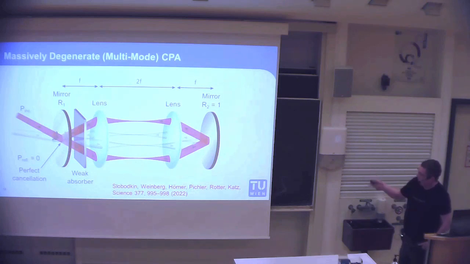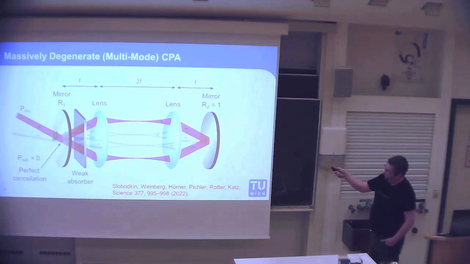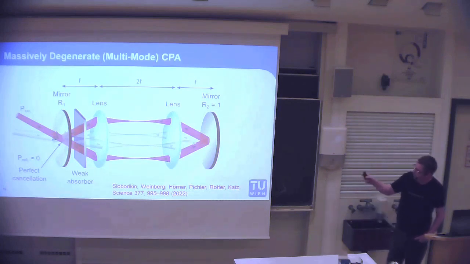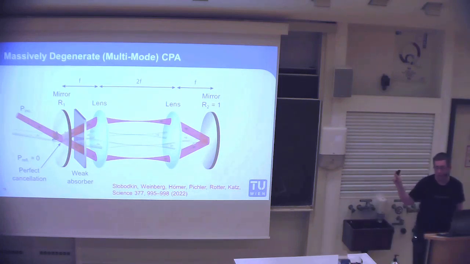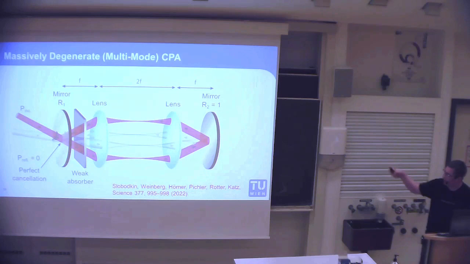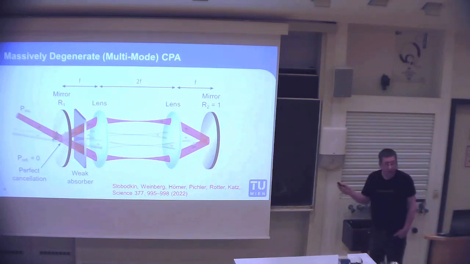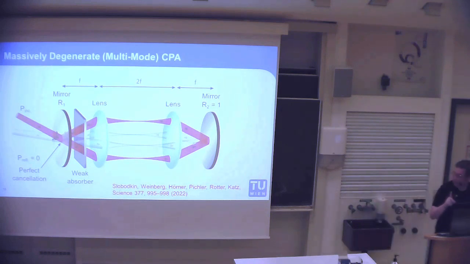So in our case, we realized this degeneracy with these two lenses in a telescopic arrangement, as shown here. The total length of the cavity then is 4 times the focal length of the lens, and hence it's also called a 4F cavity. So that's the trick.